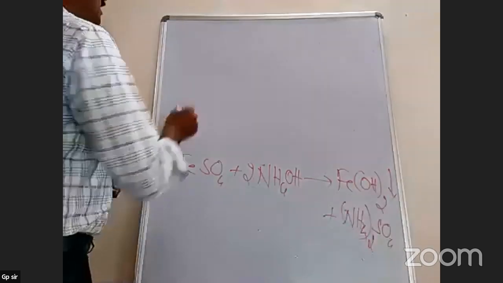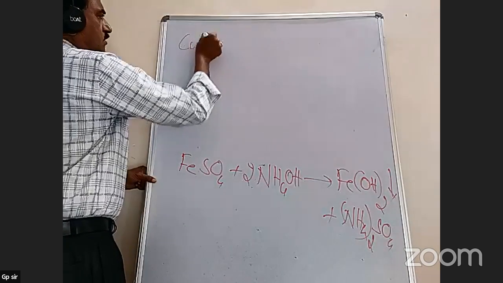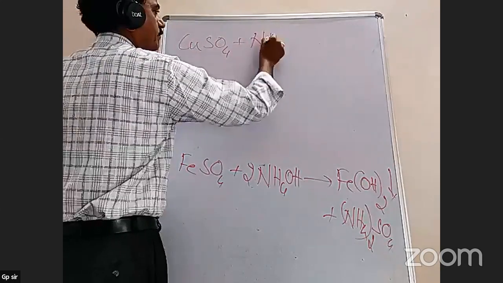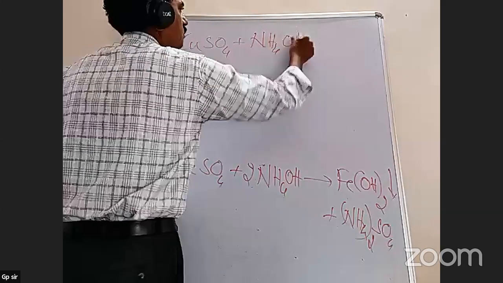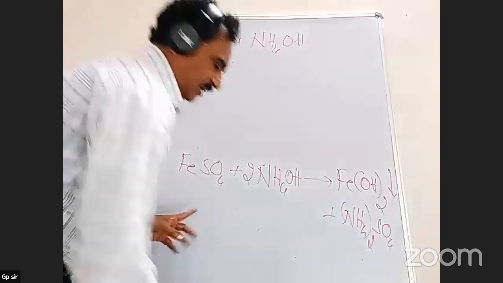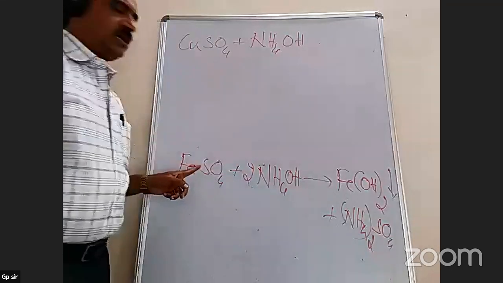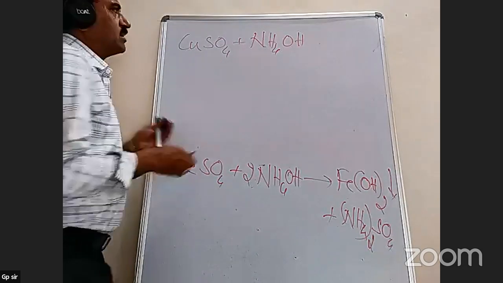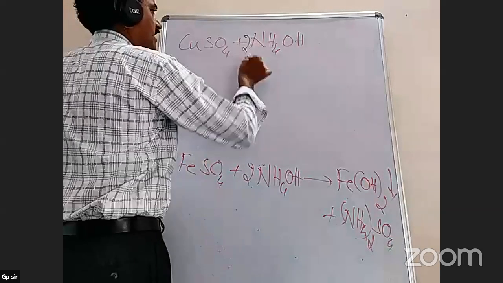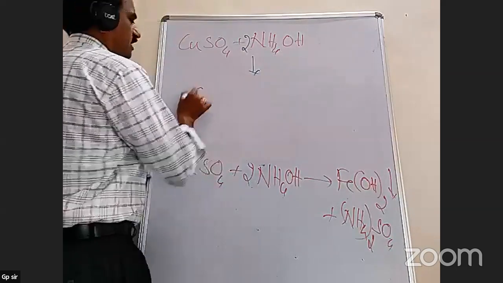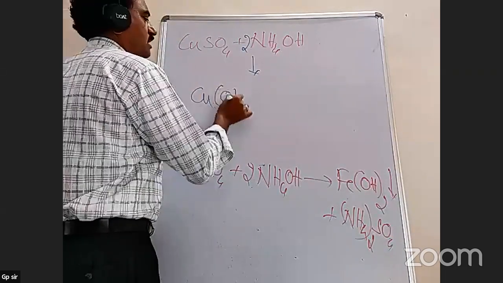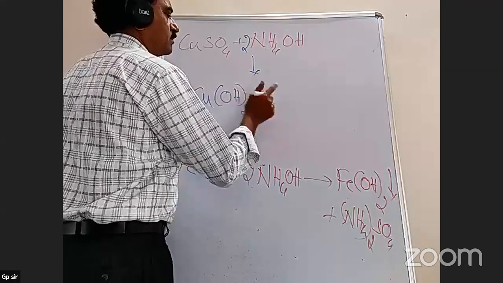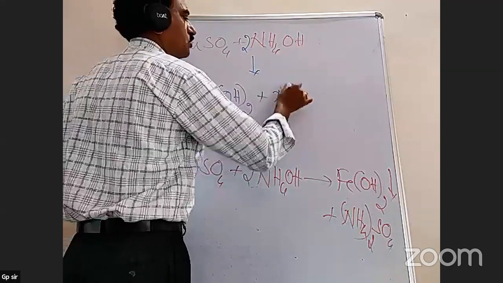Similarly, here, when ammonium hydroxide is added to different sulfates, copper sulfate and ferrous sulfate, and then MgSO4, when you add NH4OH to copper sulfate, you expect the same product. You expect Cu(OH)2, you get a blue color, along with (NH4)2SO4.